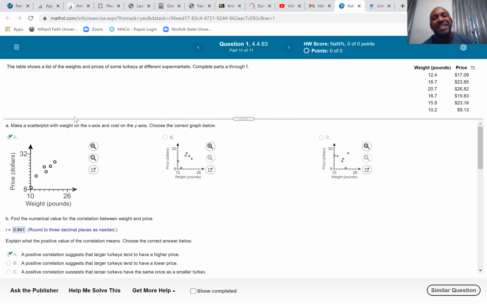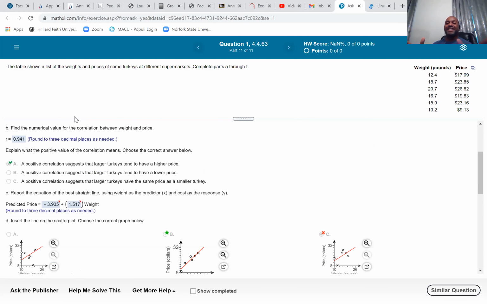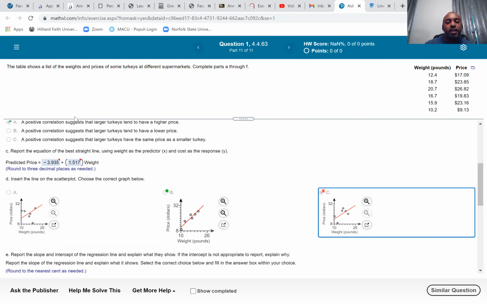So with that being said, are we good with this one? Is everybody good? Like I said, use a website, an app, or a calculator. I'm not asking you to do it by hand. We should be good on this one. All right.